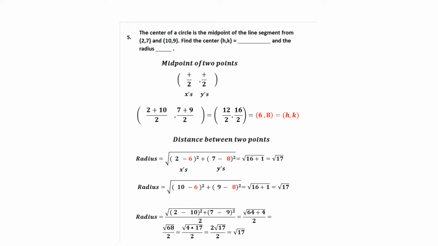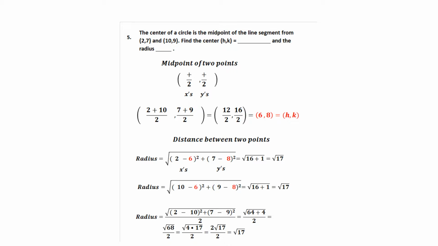So we look at the first radius formula, and that's 2 minus 6 squared, that's the x squared, plus 7 minus 8 squared, that's the y squared, and that's negative 4 squared, 16 plus 1, which is the square root of 17. Now if we choose to do the center (6, 8) to (10, 9), we have 10 minus 6 squared plus 9 minus 8 squared. And that gives us the square root of 16 plus 1, which is the square root of 17.